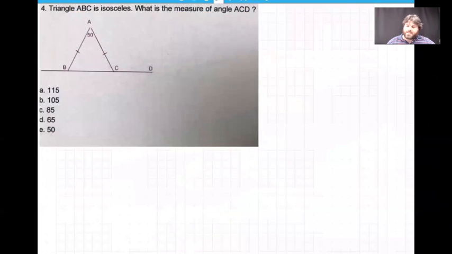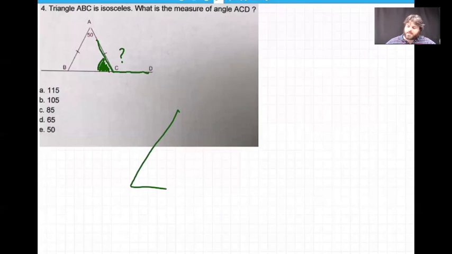All right, triangle ABC is isosceles. What is the measure of angle ACD? All right, so we have an isosceles triangle, and we're looking for the measure of this angle right here. That is what we're looking for. Well, I can tell if I could find this angle here, right, then I just do 180 minus that, and it's going to be my answer. So all I got to do is find really the base angle here.